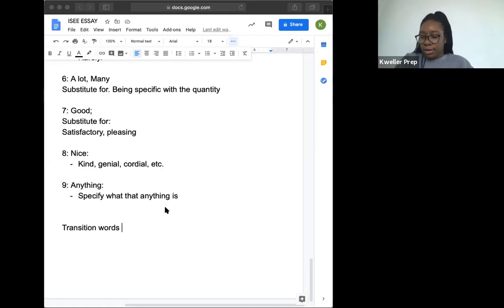And it's funny, I actually made this list of transition words, and I use them not only for the ISEE, but also for the ACT. So let's get into it. The first word that I'm sure you know about is therefore. Okay, cool. Let me first explain it.